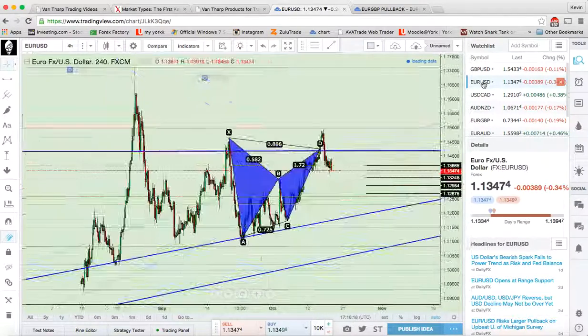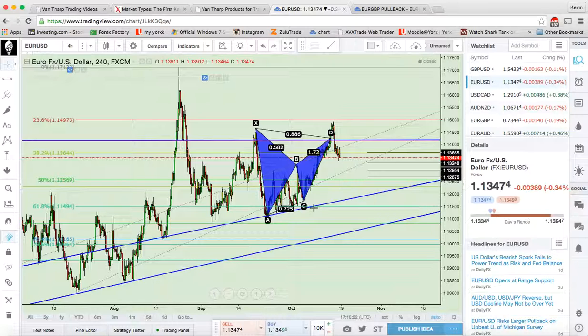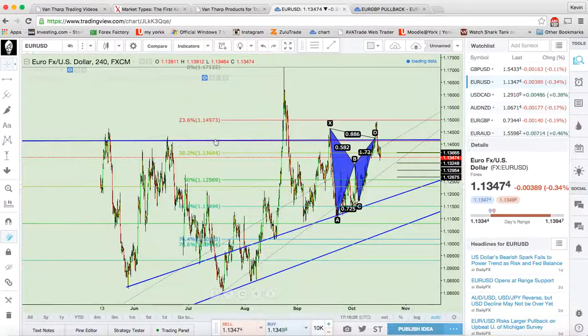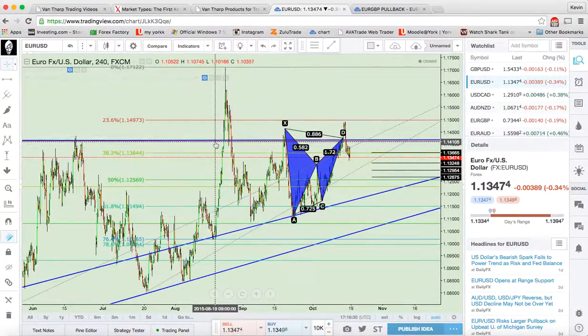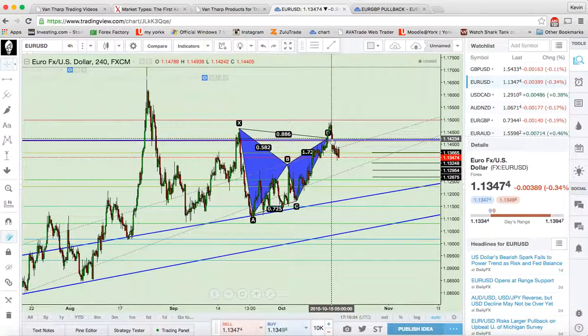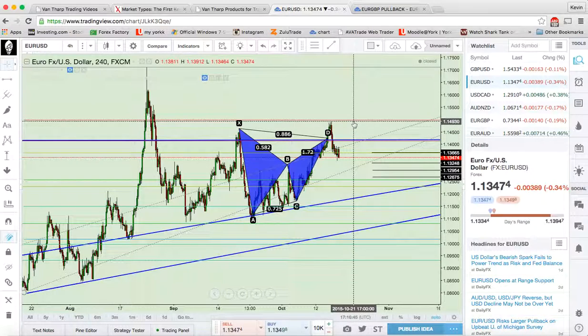For Euro USD, this was pretty simple as well, because there was a trend line, or sort of trend line, because the price couldn't go above this for quite some time. And then we had a pattern. Many traders took this pattern and the price went above the X leg and they were stopped out because that's their stop loss. That's a big mistake as well.